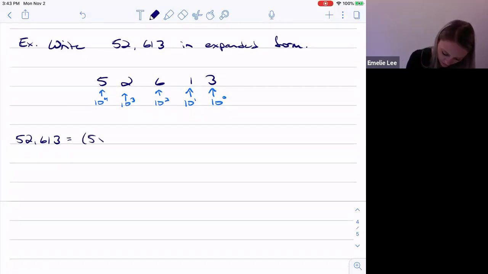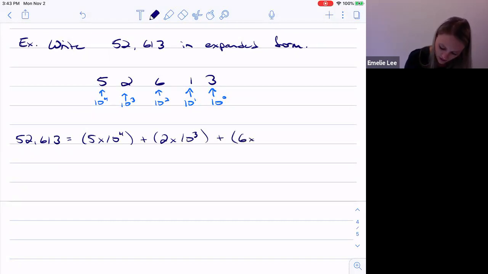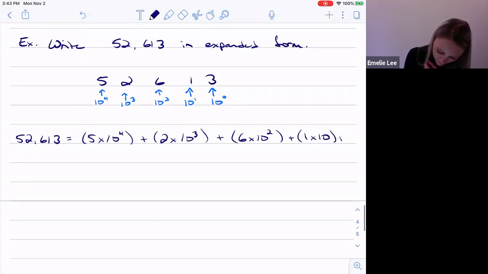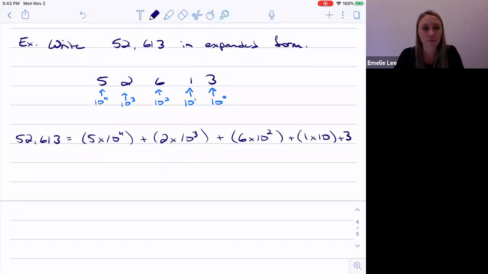Is 5 times 10 to the power of 4 plus 2 times 10 to the power of 3 plus 6 times 10 to the power of 2 plus 1 times 10 plus 3. I'm going to cheat a little bit. Keep it on the same line. Okay. Good.